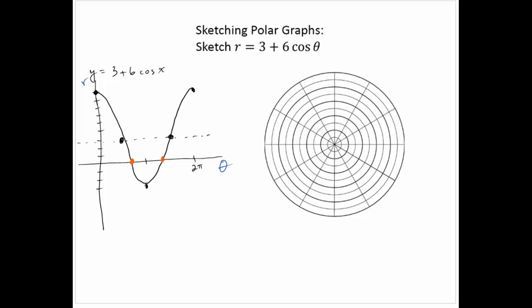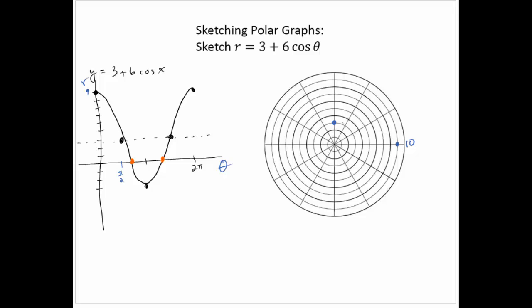So, our maximum r value is 9. So that means I need 1, 2, 3, 4, 5, 6, 7, 8, 9. I'll see. So we'll call that a radius of 10. All right, so when theta is 0, the radius is 9. So we have this starting point. And I know that when theta is pi over 2, the radius is 3. 1, 2, 3. So I know I've got to get to this point.